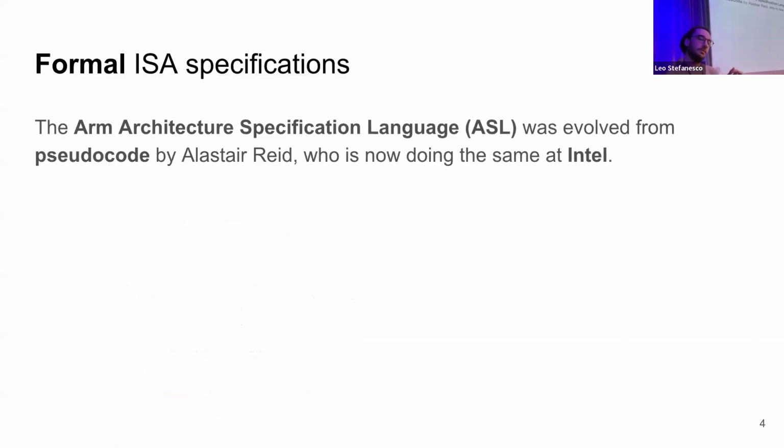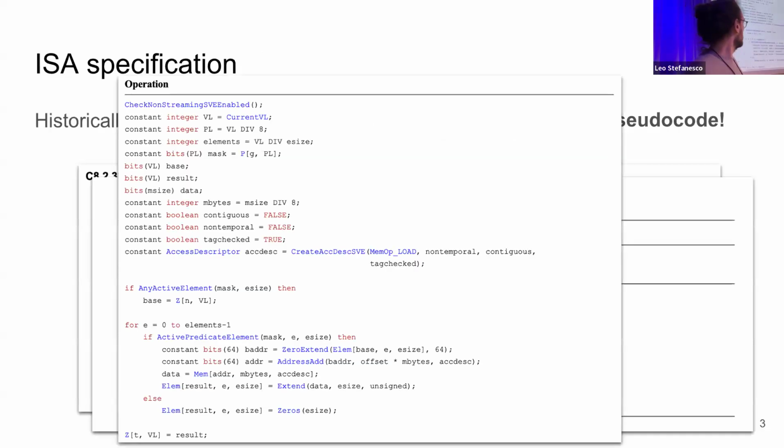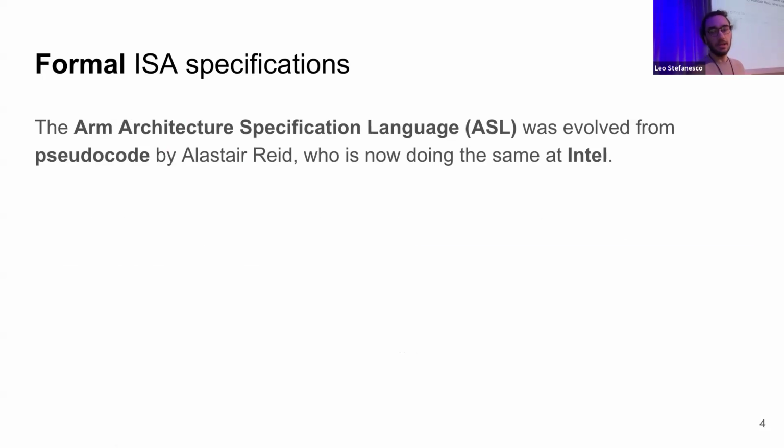Then, a decade or so ago, Alastair Reid, who was a researcher at ARM, realized that this pseudocode was almost a formal specification of the ISA. And so he created this ASL language, which stands for Architecture Specification Language, which looks like the pseudocode ARM was using, to make the specification formal. So actually this is a formal specification with a compiler and so on. And now he's working at Intel, and he's doing the same for the Intel architecture.